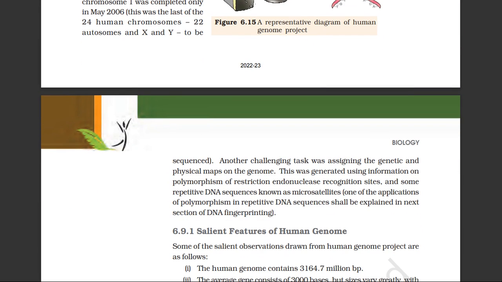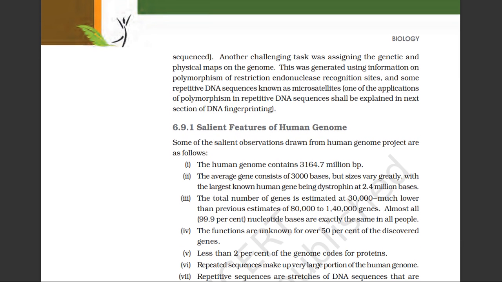Another challenging task was assigning the genetic and physical maps on the genome. This was generated using information on polymorphism of restriction endonuclease recognition sites and some repetitive DNA sequences known as microsatellites. The application of polymorphism in repetitive DNA sequences shall be explained in the next section on DNA fingerprinting.